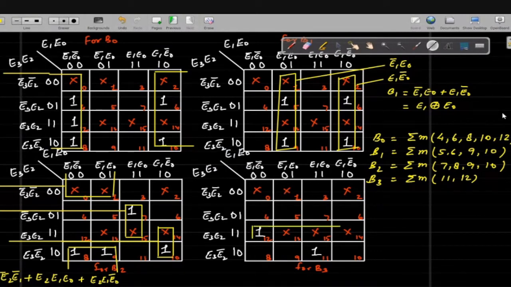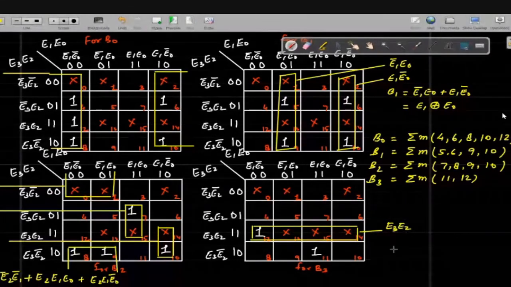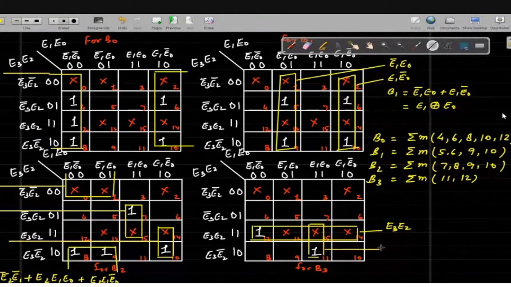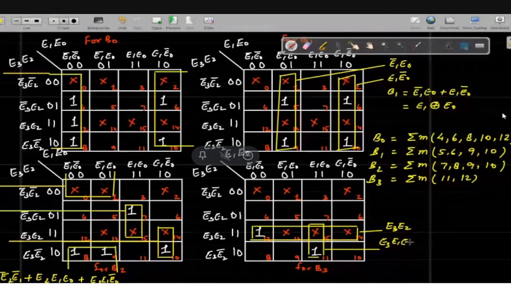And the one quad is corresponding to this horizontal adjacent cell group, which will give you the term E3 E2. And for the one pair, when you solve this pair, you will get the term E3, E1, E0.